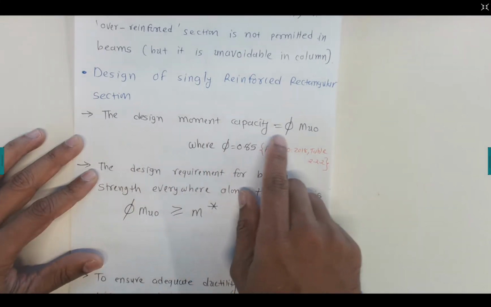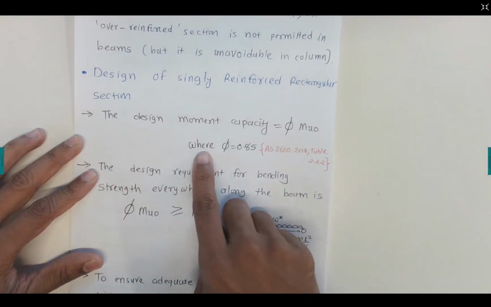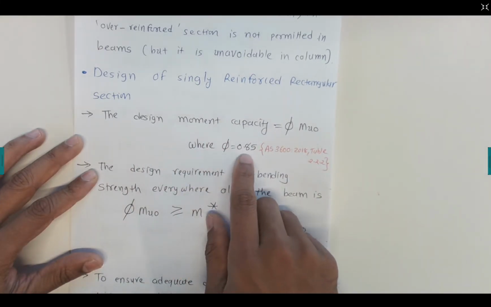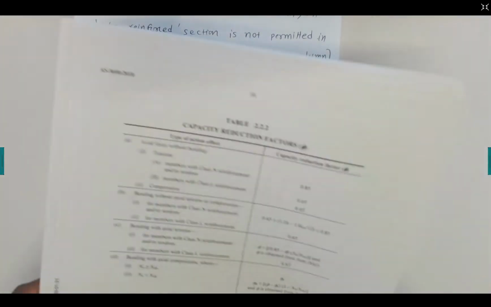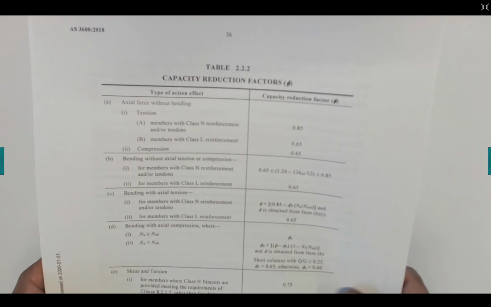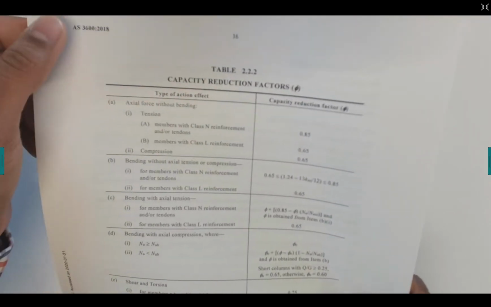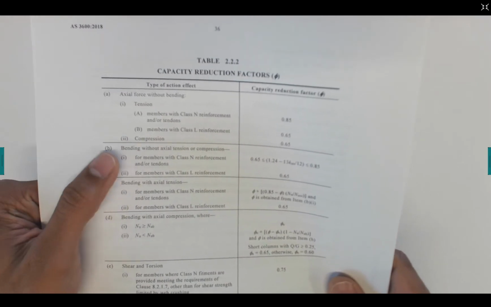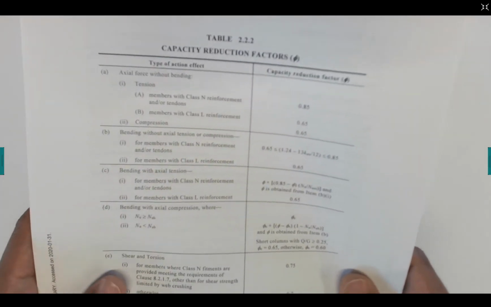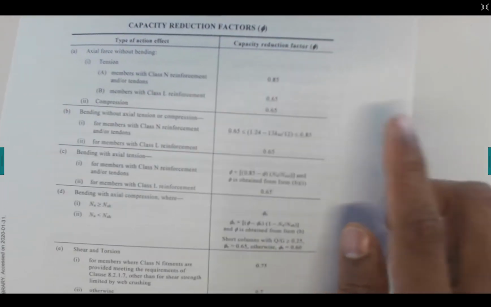Now the design moment capacity is phi Mu, and the capacity factor phi is 0.85. That is given in the Australian Standard AS 3600 2018, on page 36, section B, bending without axial compression and tension. So in that case we can see that the capacity factor phi is 0.85, which is what we take.